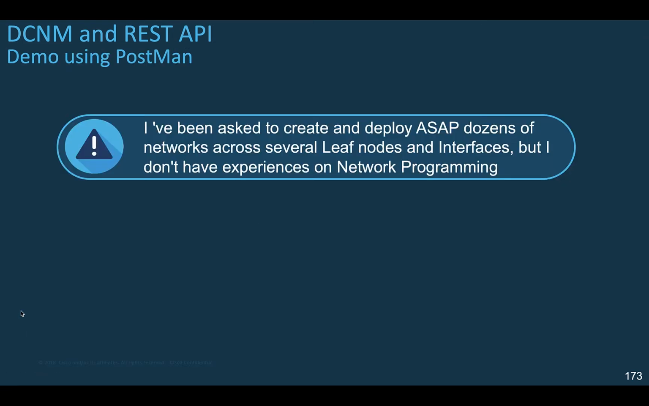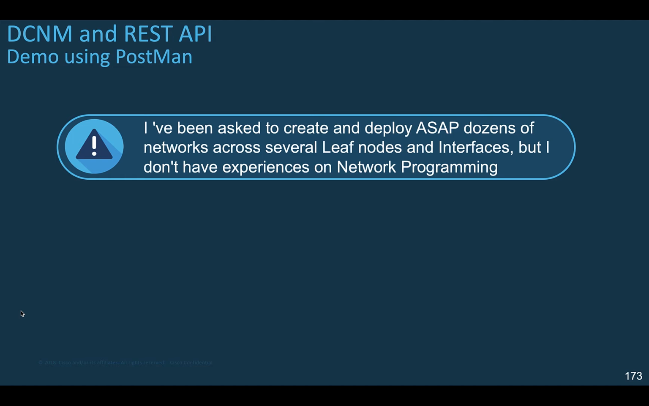Now let's take a real use case. You are the network manager and you have been asked to deploy 100 networks across several nodes and several interfaces. You know you can do this with the DCNM user interface, and we have seen this in module number 2. The DCNM user interface is very easy to use to deploy a network across leaf nodes and interfaces. It's just a series of click, click, click, right? But now you are asked to deploy all these networks, and you want to go faster than doing 100 times click, click, click.